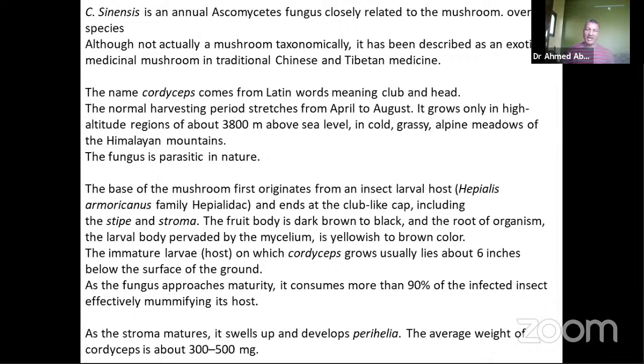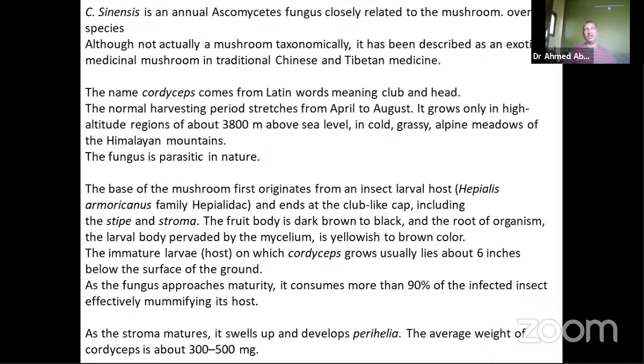After attacking, it will make two important structures: a stroma, otherwise a stipe. The fruiting body is dark brown to black, and it has a mycelium which is yellow to brown in color. The immature larva is the host, which lies 6 inches below the surface of the ground. As the fungus approaches maturity, it consumes 90% of the insect, effectively mummifying its host.